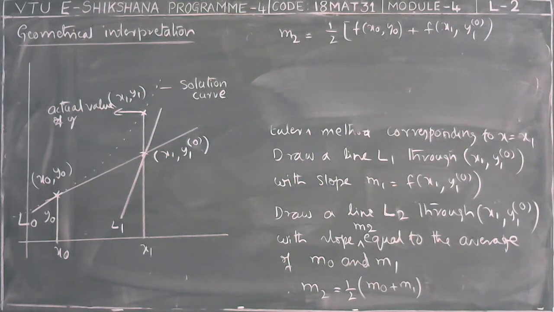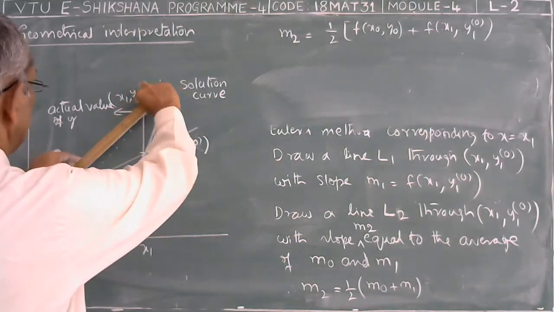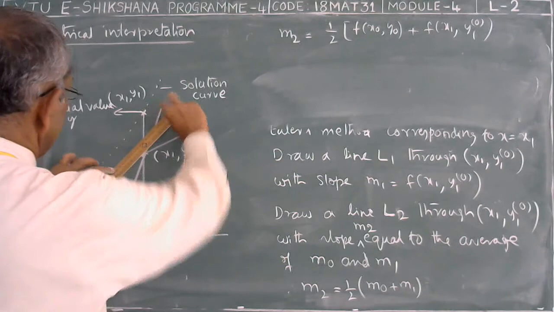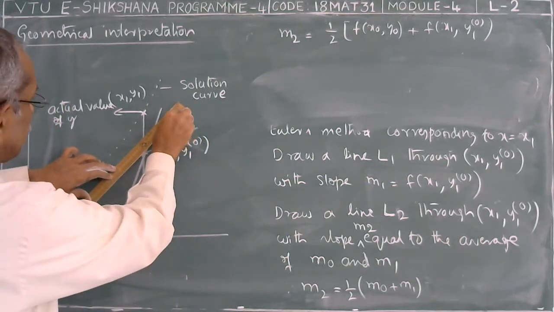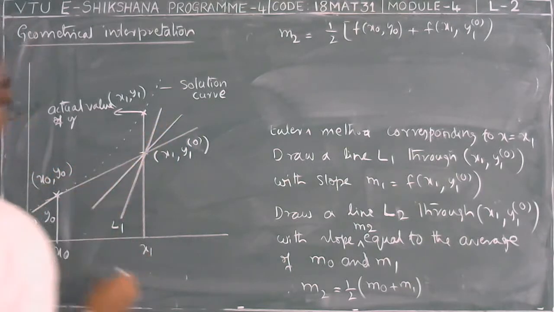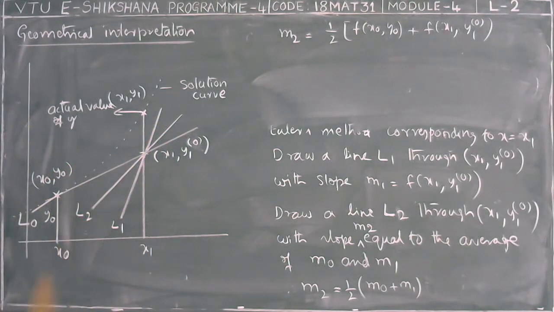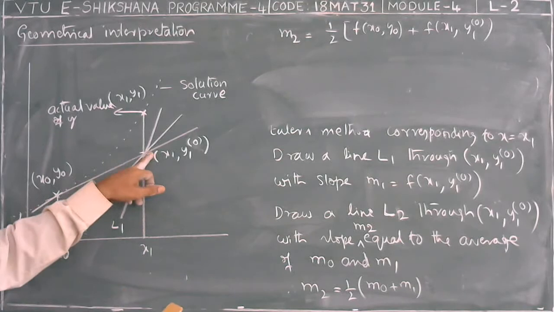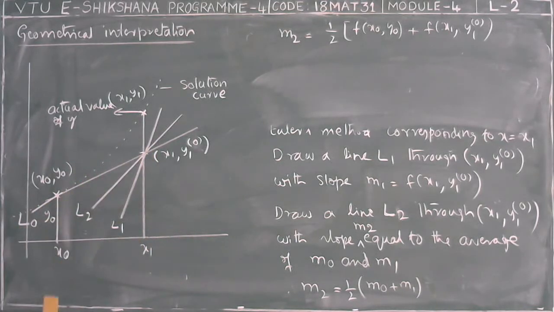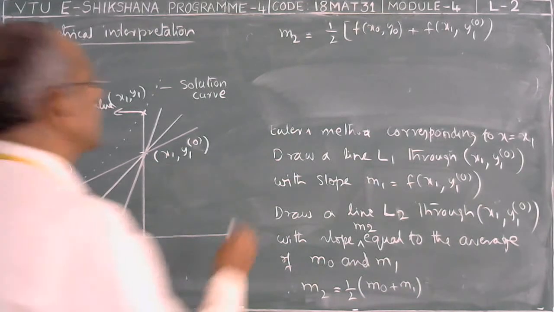Now, N2 should be written. Let us take this as N2. N2 is a line drawn to the same point with the slope equal to the average of the slopes of L0 and L1. Okay, that's fine.